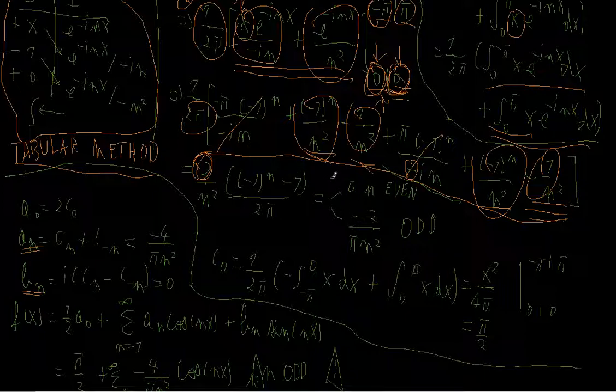Just 1 minute. Yeah, and the n squared here. And so this whole thing is 0 if n is even, because if I plug in like 2, I get 1, so 1 minus 1 is 0. And if n is odd, like I plug in 3, it's minus 1, so minus 1, minus 1, so minus 2.